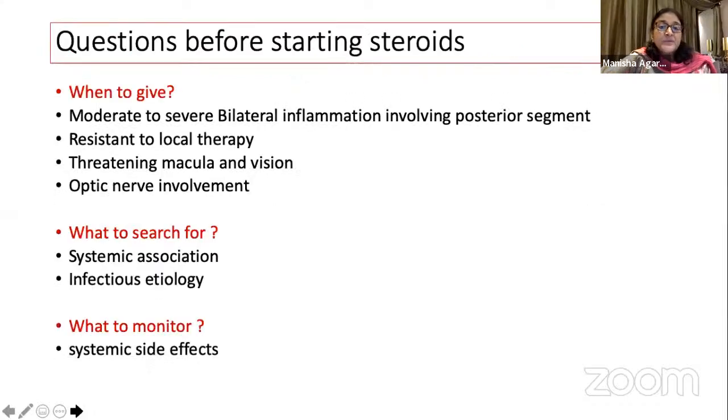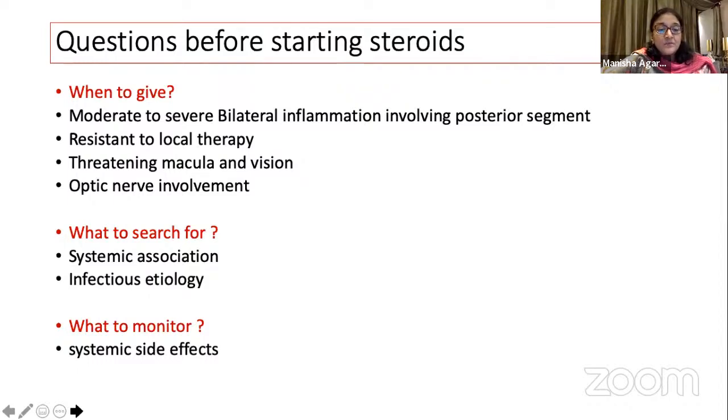So the questions before starting steroids that we must keep in mind is when to give. We have to give steroids in the form of a systemic therapy when we are dealing with moderate to severe bilateral inflammation involving the posterior segment, when we find that the patients are resistant to local therapy, when the uveitis is threatening the macula and the vision, and there is an optic nerve involvement. What do we search for before we start steroids? Is there any systemic association, or is there any infectious etiology?